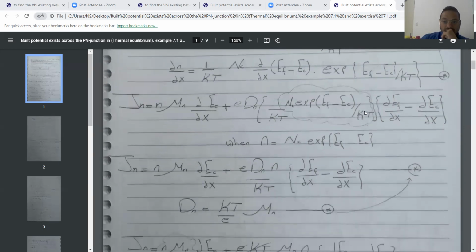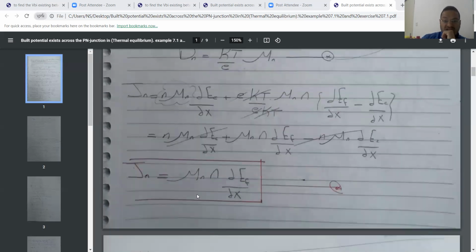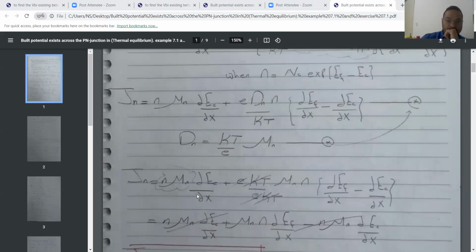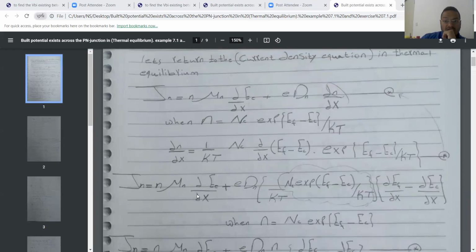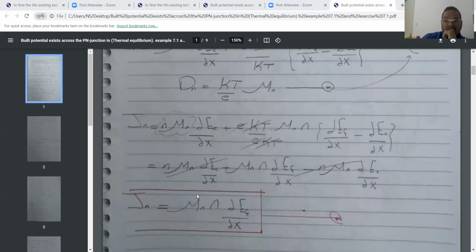Let's keep going. And after that, it will be like that. Now we know the result of dn: dn equals the Boltzmann constant times temperature divided by the electron charge times the mobility of electrons. When we put it here and cancel the similar elements in this equation, we find the last equation: the current density equals the mobility of electrons times the concentration of electrons times the derivative with respect to x of the Fermi level.